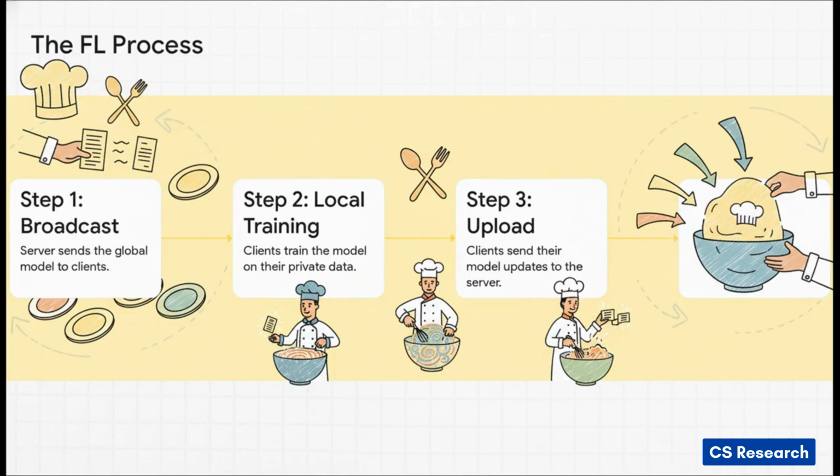Okay, so here's the play-by-play. First, the head chef, that's our server, sends out a base recipe, which is the initial AI model. Then each cook or client gets to work, tweaking that recipe, using their own private ingredients, their local data. They don't send the ingredients back. Oh no, they just send back their notes on how to improve the recipe. These notes are the model updates. Finally, the head chef gathers up all those notes, combines the best ideas, and creates a new and improved master version of the recipe. And then the whole cycle just starts over.